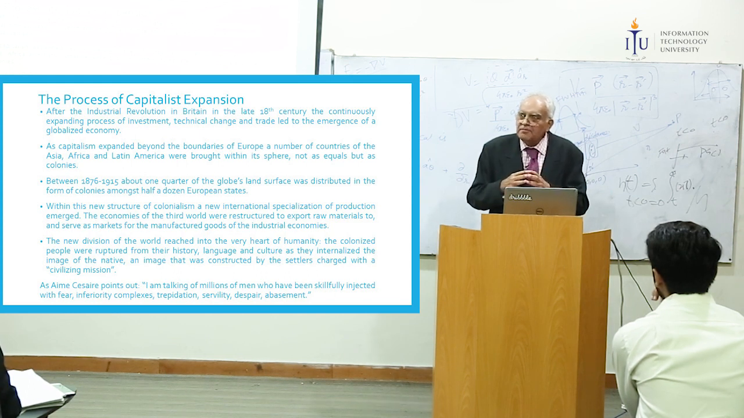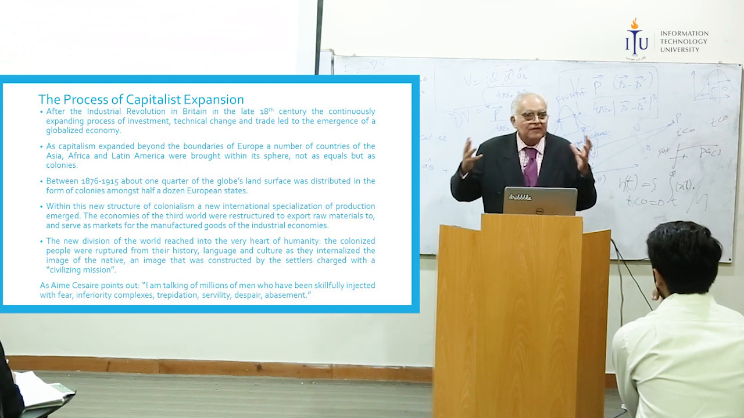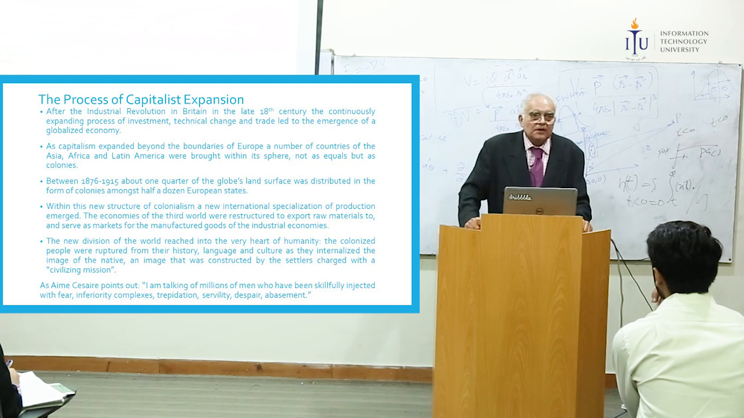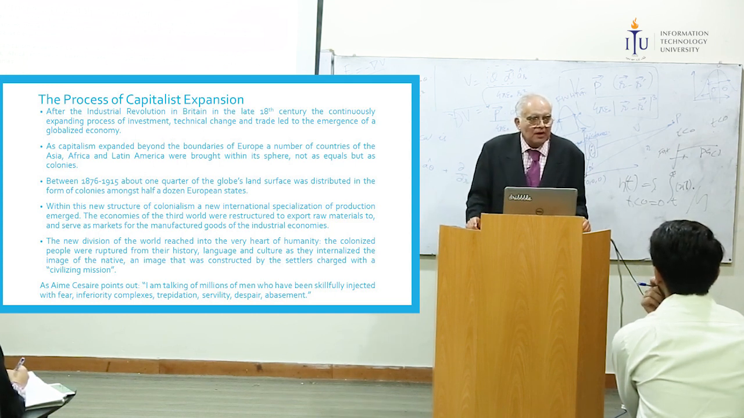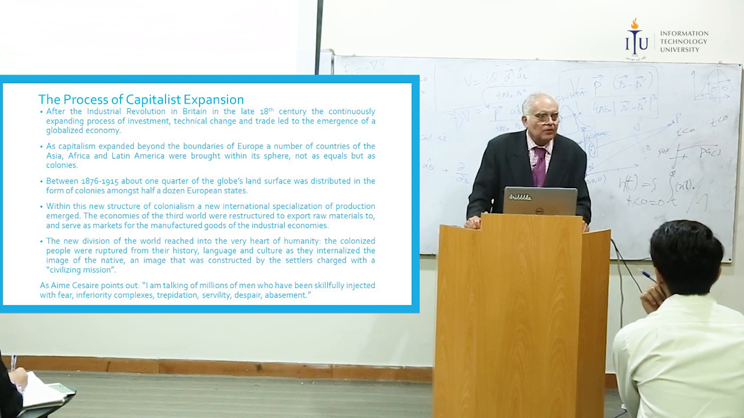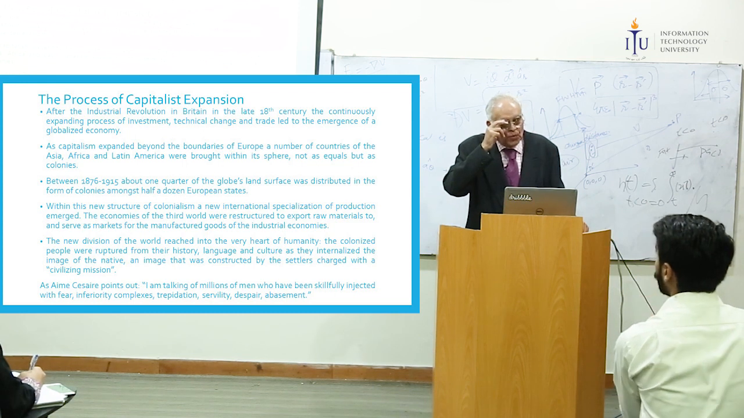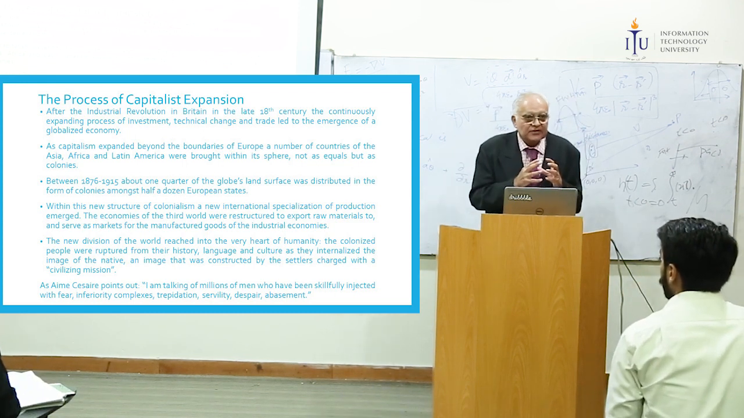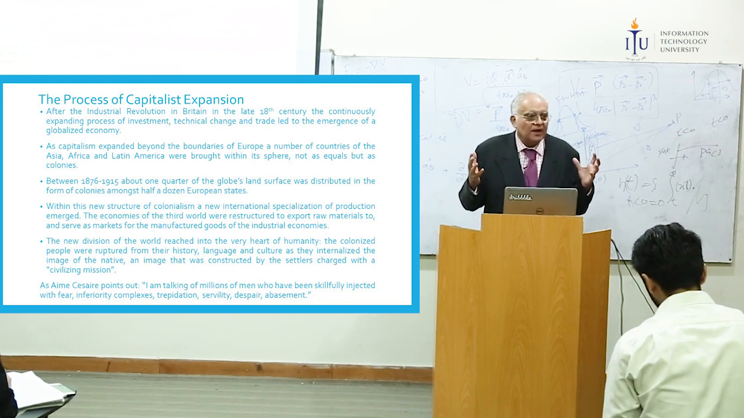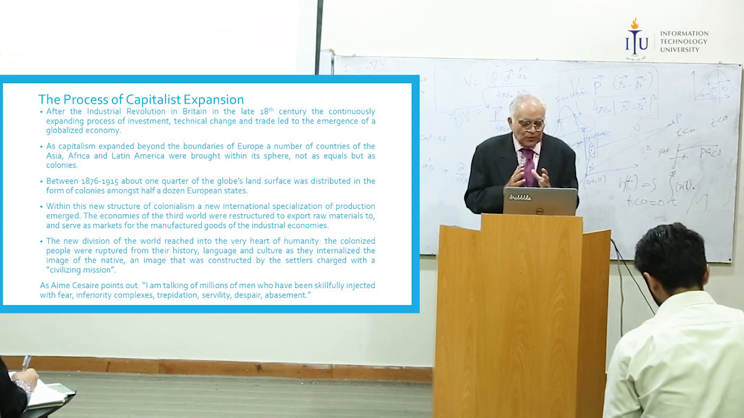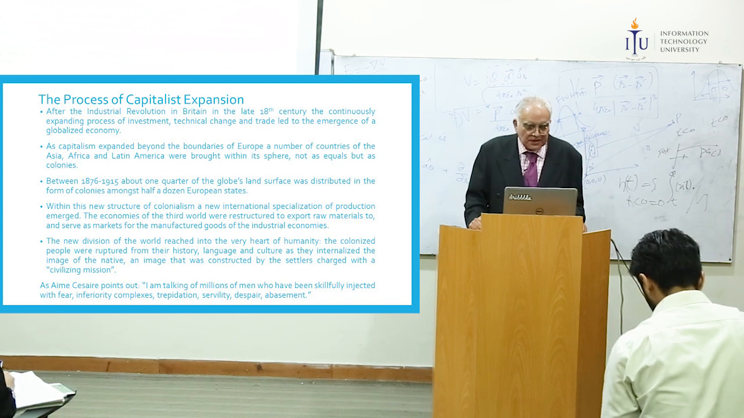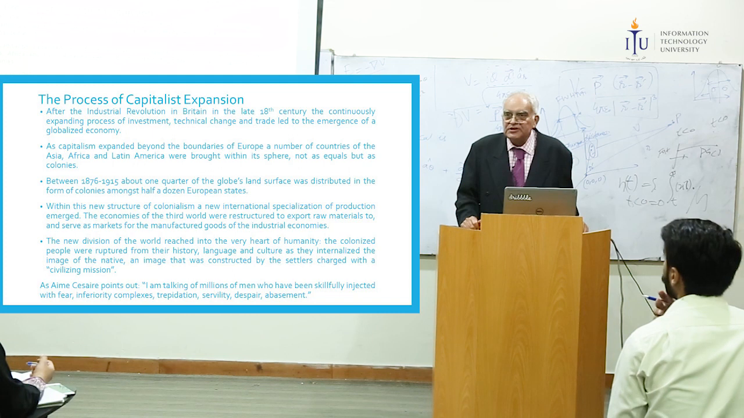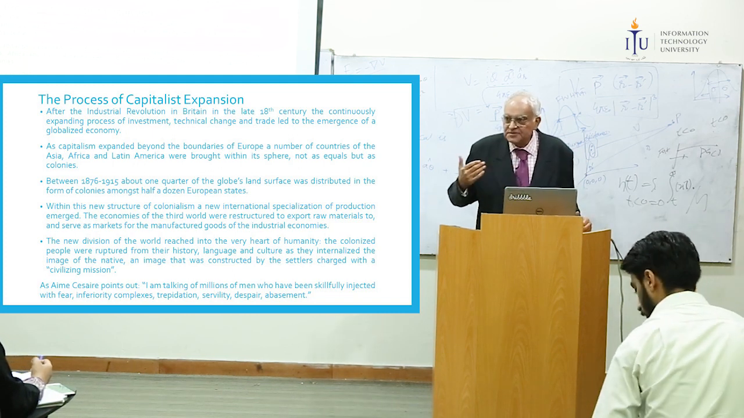So as capitalism expanded beyond Europe and encompassed many of the countries of Asia, Africa, and Latin America, these countries were made to establish a new kind of relationship, economic and social and political relationship, with the countries of Europe. And that relationship is called colonialism, where each of the major industrializing countries was building a colonial empire. And so between 1876 and 1915, about one quarter of the globe's land surface was distributed in the form of colonies among half a dozen European states. So this was the new world that was emerging as capitalism expanded.